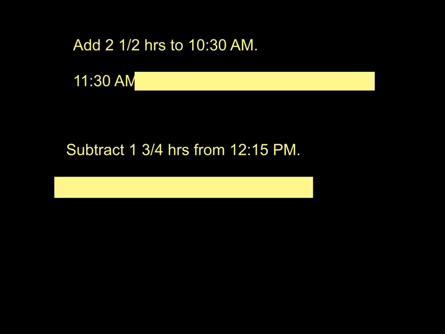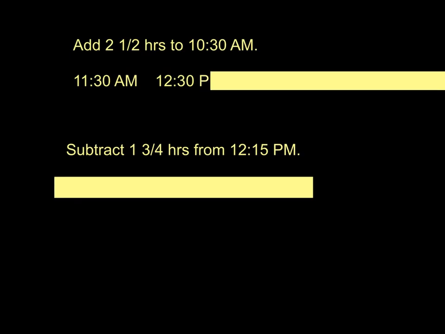For our second problem, we are going to add 2.5 hours to 10:30 a.m. This problem is really simple. Once we add 1 hour to 10:30 a.m., it'll be 11:30 a.m. And then we add the second hour, which brings us to 12:30 p.m. in the afternoon, and then the final half hour brings us to 1 o'clock p.m.